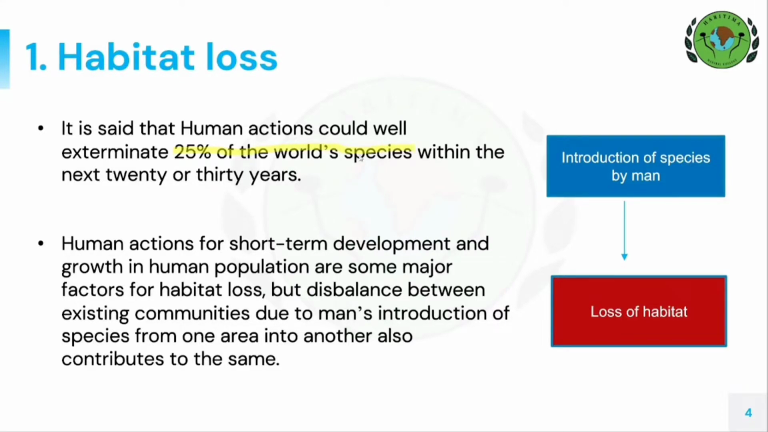years. Human actions for short-term development and growth in human population are some major factors for habitat loss, but disbalance between existing communities due to man's introduction of species from one area into another area also contributes to the same.